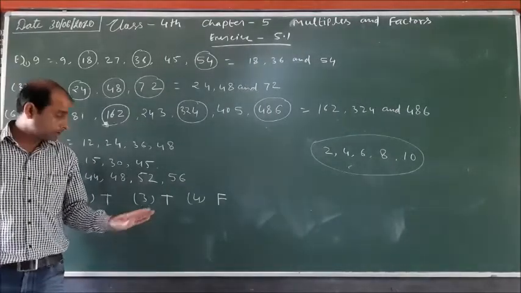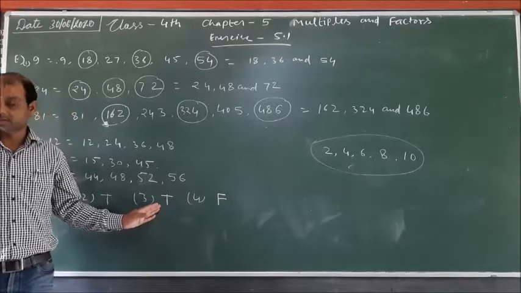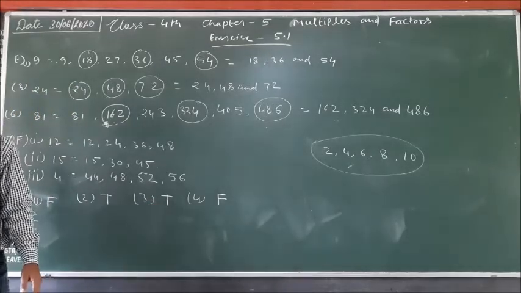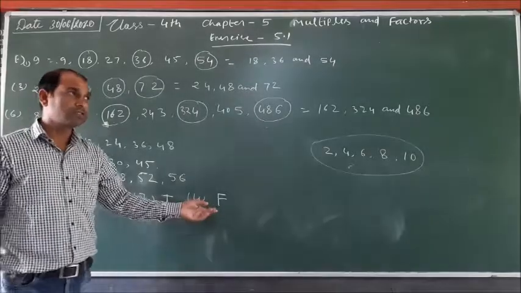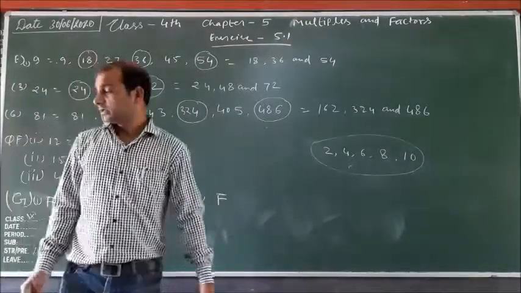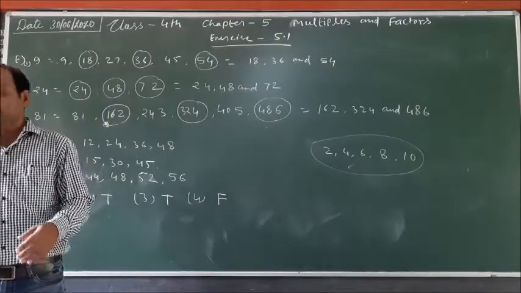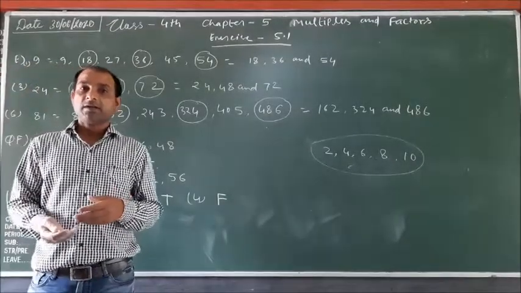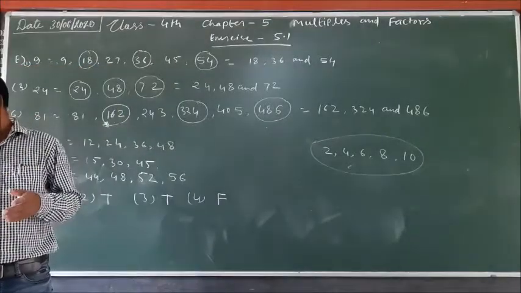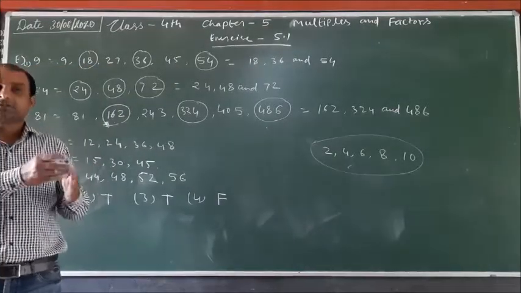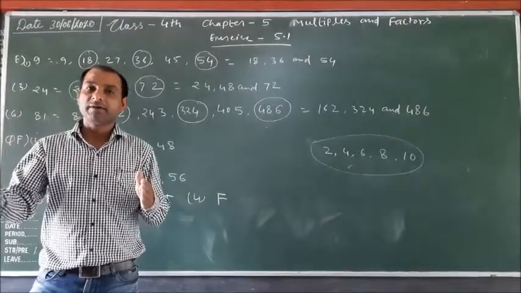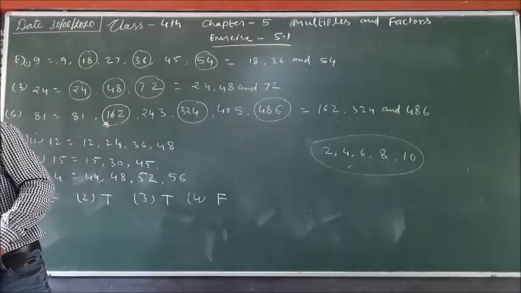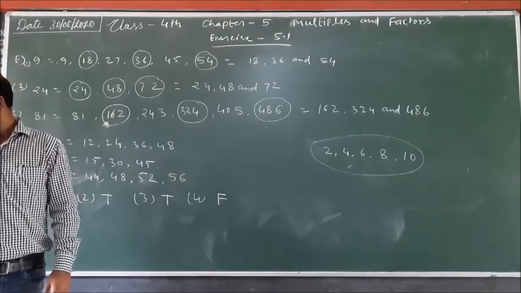49 is a multiple of 7. Yes, this statement is true. And 86 is a multiple of 8. False. This statement is false. 86 does not come from the table of 8. 8 10s are 80, 11 8s are 88. And 86 is between 8 10s are 80 and 11 8s are 88, meaning 80 and 88.